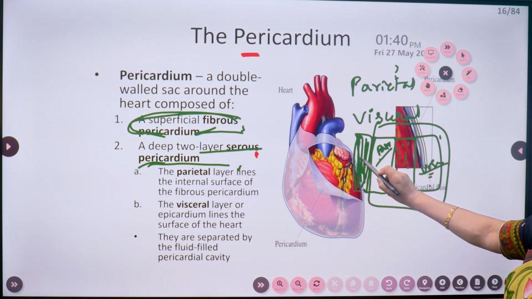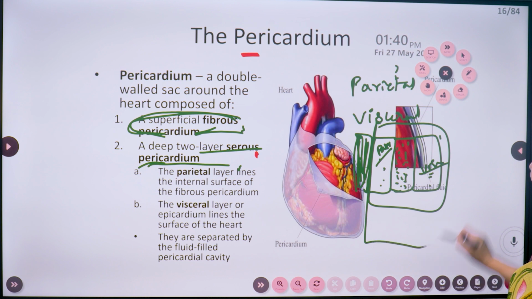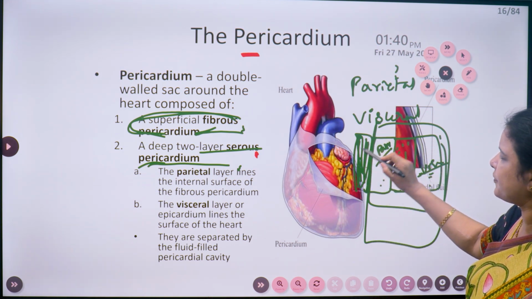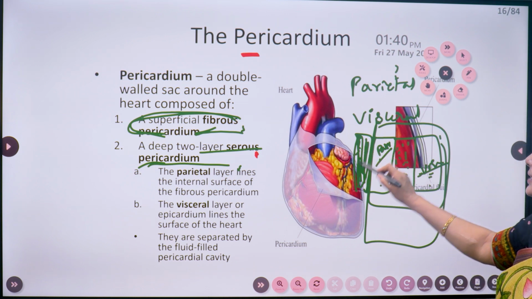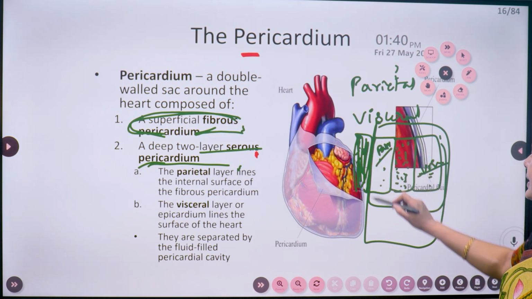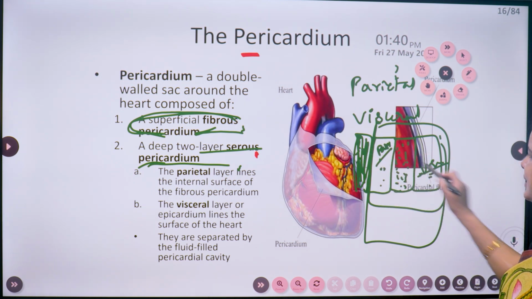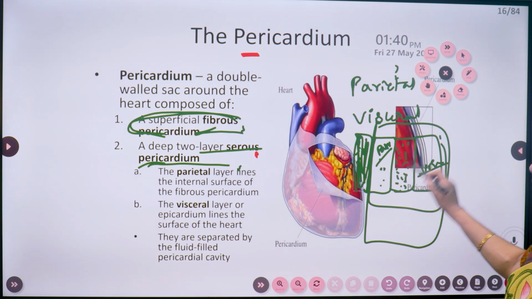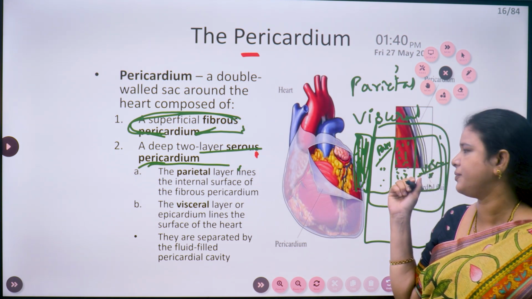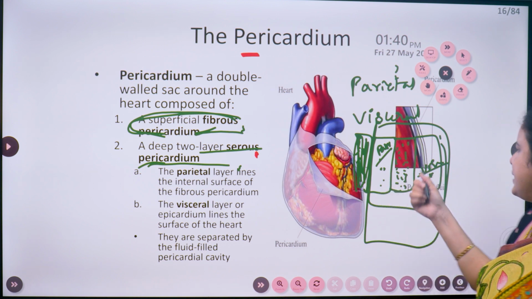Okay, this is the fibrous layer. This is the serous layer, the fibroserous layer. The outer or superficial fibrous layer is made up of fibrous tissue. The serous layer is made up of parietal and visceral layers. In between these two layers there is some amount of fluid. That fluid is called pericardial fluid.